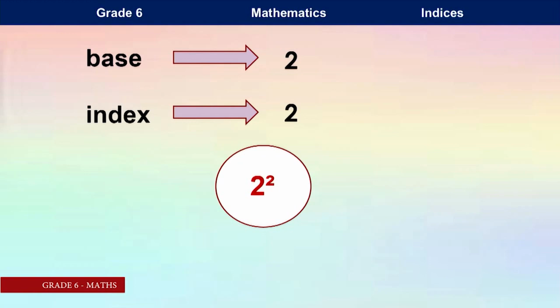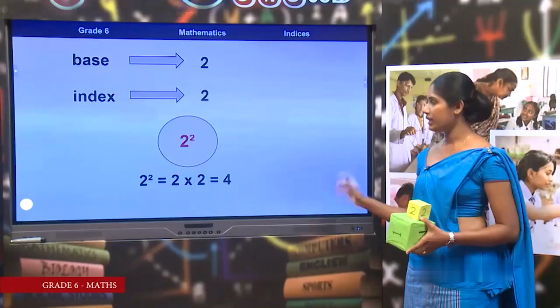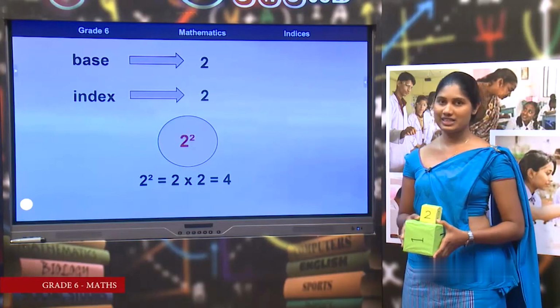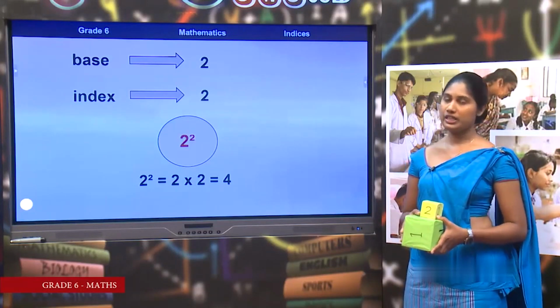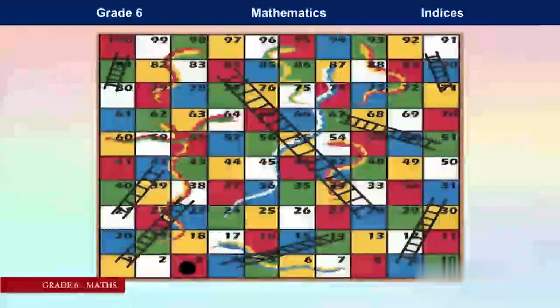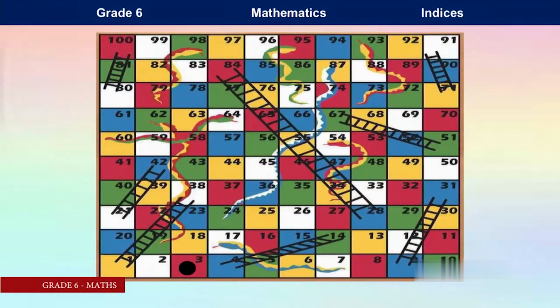Then what is the value here? 2 to the power 2. Then how to expand this? 2 multiplied by 2. The value of this is 4. Then this 4 also we have to mark on that snake and ladder board. Then we have come to the place 3. Then we have to add another 4. 3 plus 4 is 7.